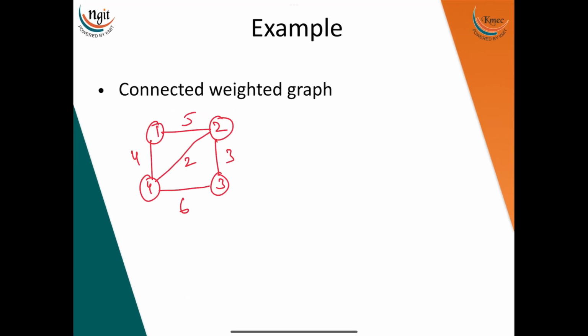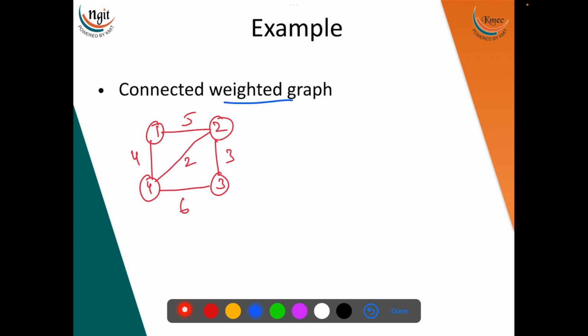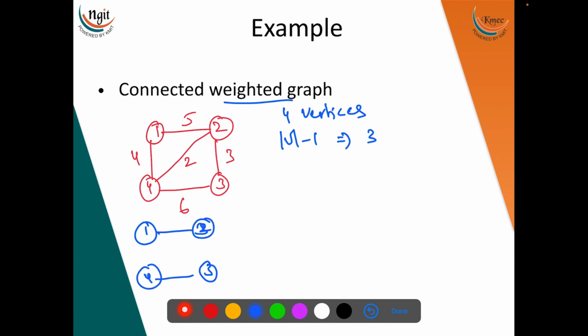This example, a connected weighted graph. As far as this example is considered, how many vertices do you have? 4 vertices we have. And how many edges to become a spanning tree? V minus 1, which is 3. Now what we'll do is write 1, 2, 3 and 4. So this is one feasible solution. What is the feasible solution? You will get only 3 edges, right? Because as far as the formula is considered, you will have only 3 edges. So this is a spanning tree.